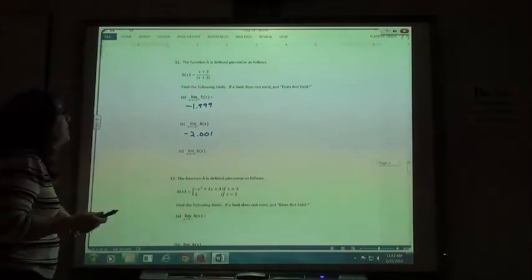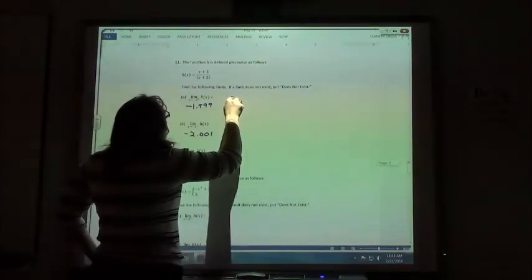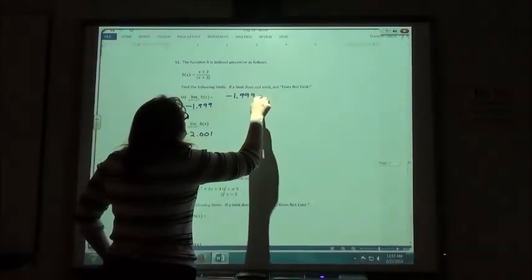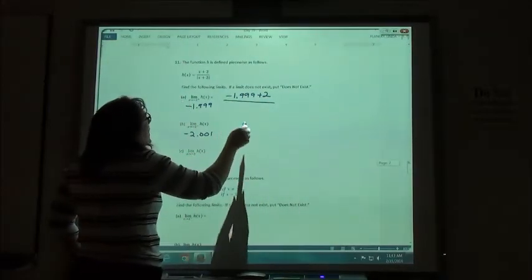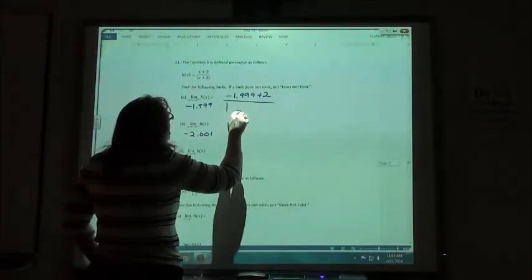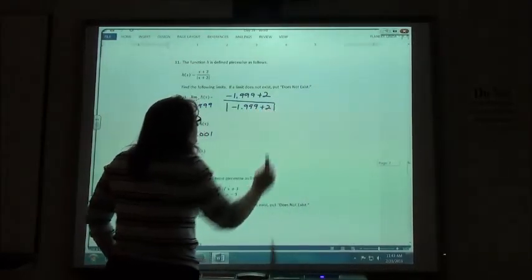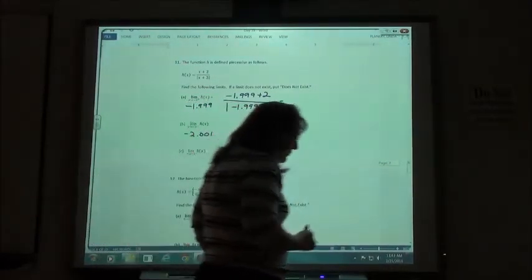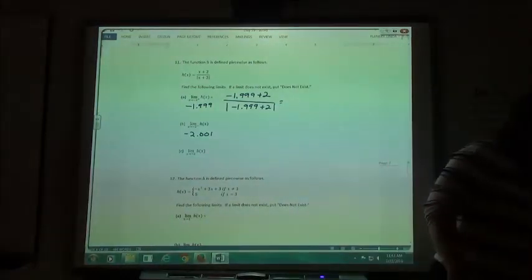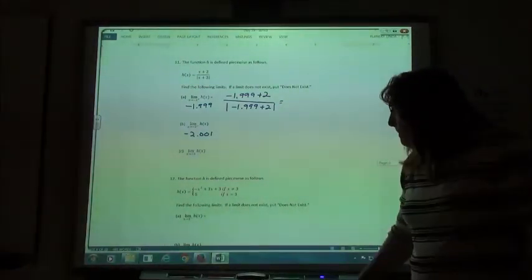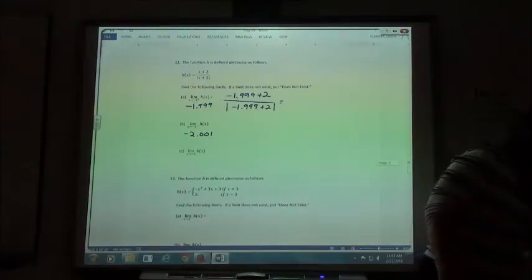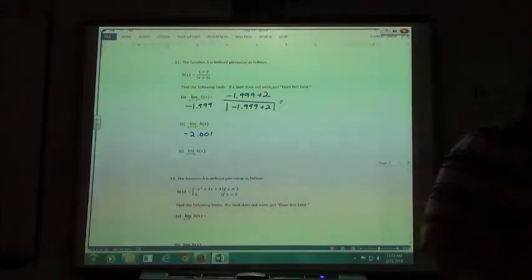So if I think about this one, -1.999 plus 2 and the absolute value of -1.999 plus 2. I put my calculator somewhere. Must be over there.